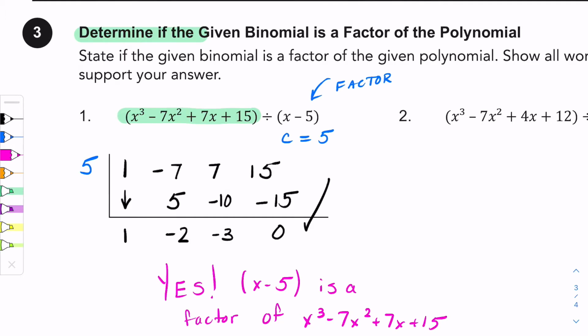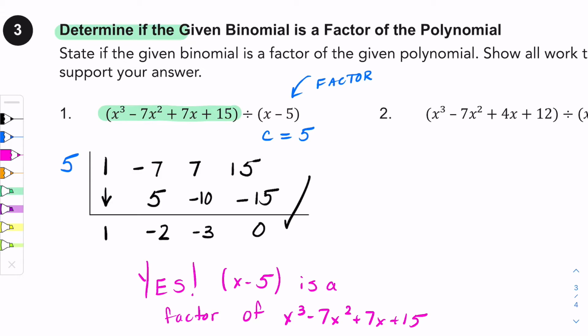And back at the beginning of this video, I explained the whole process of a factor. I used 24 divided by 6, 6 being the divisor, but because it works out perfectly, 24 divided by 6 is 4. That also means 4 is a factor of 24. So divisor and factor can be used interchangeably if the remainder is 0. So same thing goes here. Because x minus 5 has a remainder of 0, it is a factor of x cubed minus 7x squared plus 7x plus 15.